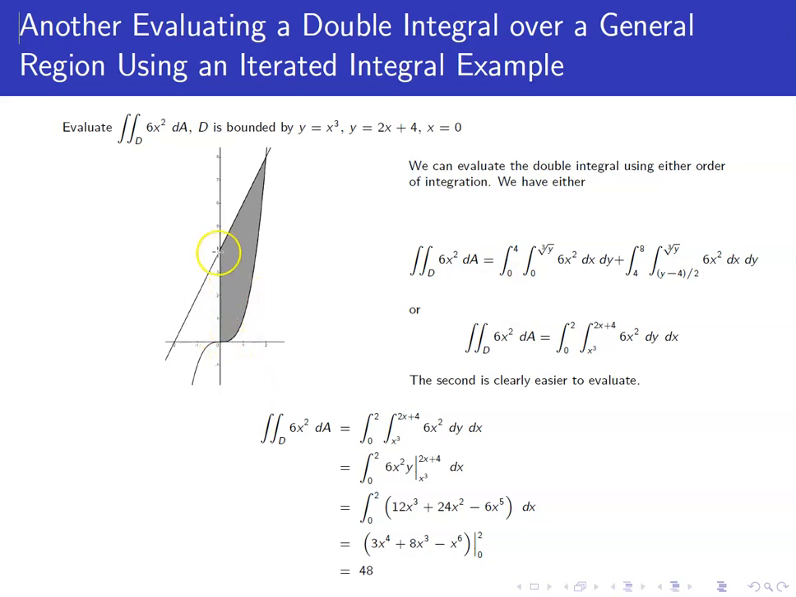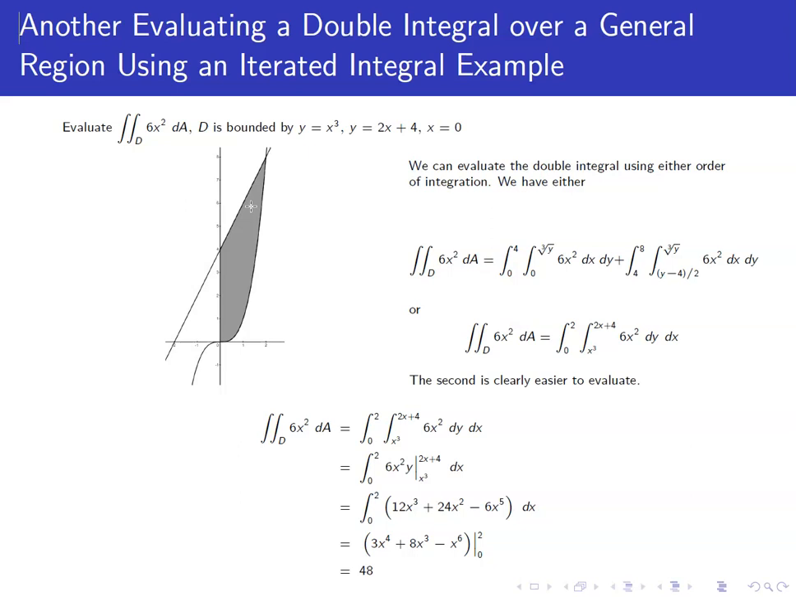Well, notice as your y's go from 0 to 4, your bounding curves go from x equals 0 to x equals cube root of y. However, when we go from 4 to 8, we go from x equals (y minus 4) all over 2 to cube root of y. Now remember again, the reason I've changed those to functions of y is that if I chose to integrate with respect to x first, I need the bounding curves in terms of y.